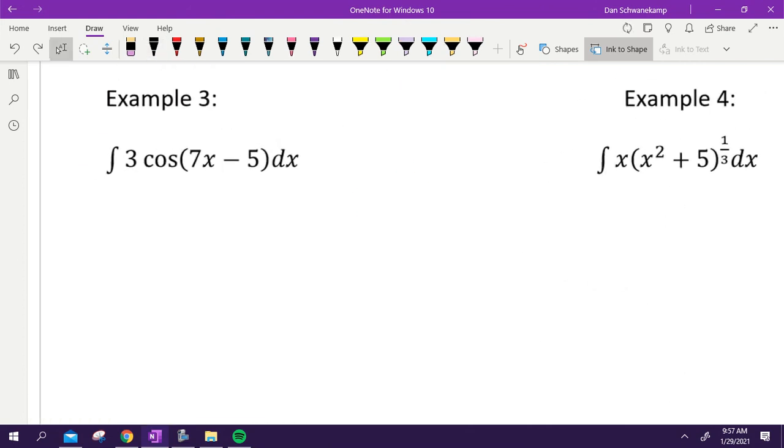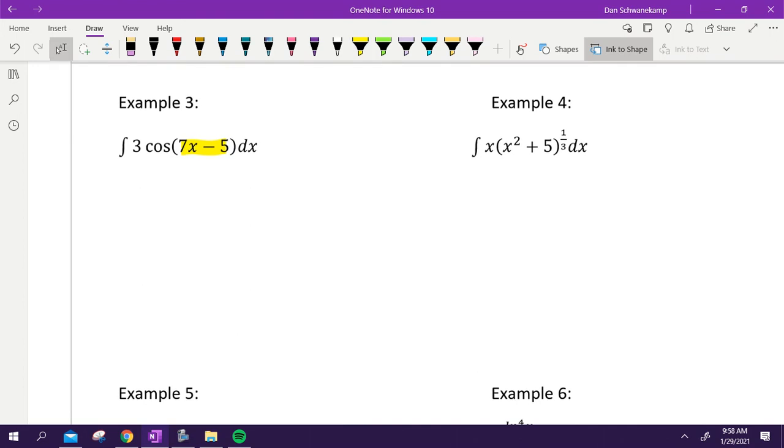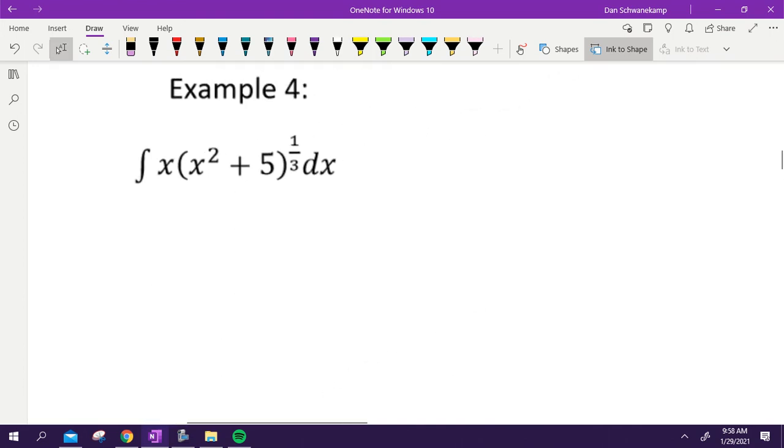Here we go. We're going to skip example 3 because it's kind of repetitive, but we haven't identified u yet. What do you think the u is going to be on example 3? That whole thing inside the parentheses, that whole 7x minus 5, is going to be my u. Let's go to example 4.